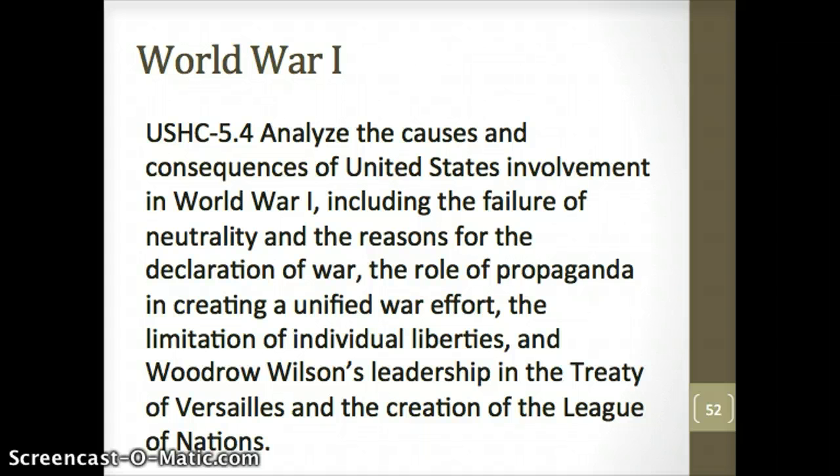We're not going to spend a lot of time talking about the causes of World War I or the battles of World War I or anything like that. We're going to talk mostly about how the U.S. got involved, the role of propaganda once the U.S. did get involved in the unified war effort, and then, of course, how that took away people's individual liberties. And then we're eventually going to talk about Woodrow Wilson's leadership, who was our president, in the Treaty of Versailles, and then also in the creation of the League of Nations.